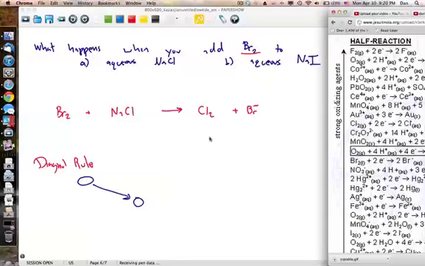Another thing, as we saw last slide, is that we can use this to predict cell potentials, to predict reaction spontaneity. And usually we're dealing with redox reactions, though not always. So let's take a look at another example.